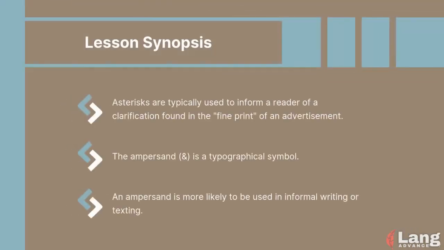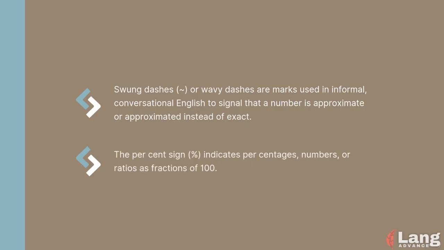Lesson synopsis. Asterisks are typically used to inform a reader of a clarification found in the fine print of an advertisement. The ampersand is a typographical symbol. An ampersand is more likely to be used in informal writing or texting. Swung dashes or wavy dashes are marks used in informal conversational English to signal that a number is approximate or approximated instead of exact.